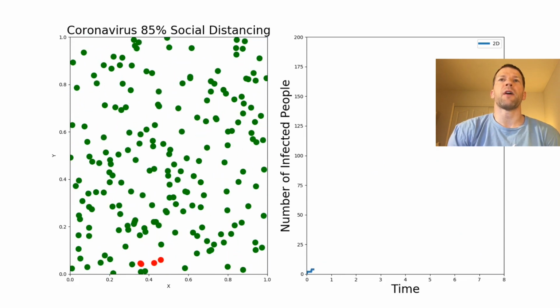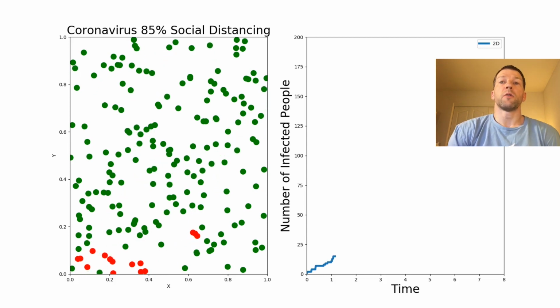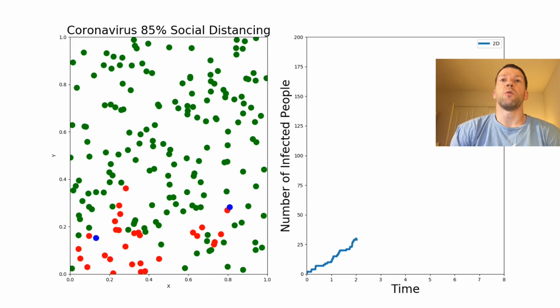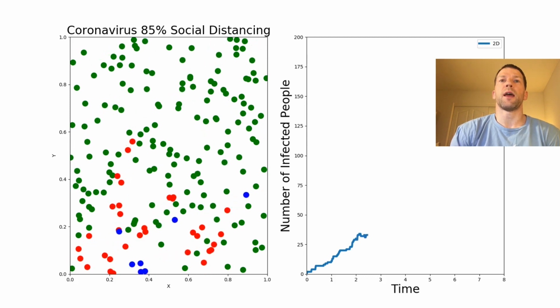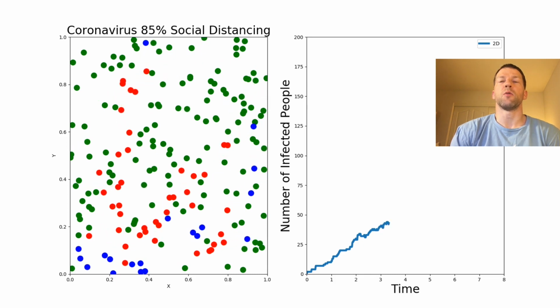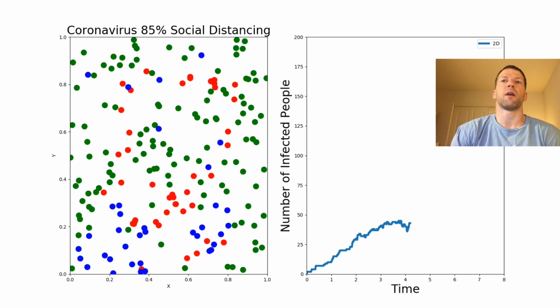Now let's look at 85% social distancing. So only 15% of them are moving. So now this really flattens the curve. It spreads much slower. So perhaps this is the state we're in now, where most of us are social distancing. So we've really flattened the curve. We see it doesn't go up very high. It peaks at around 50.